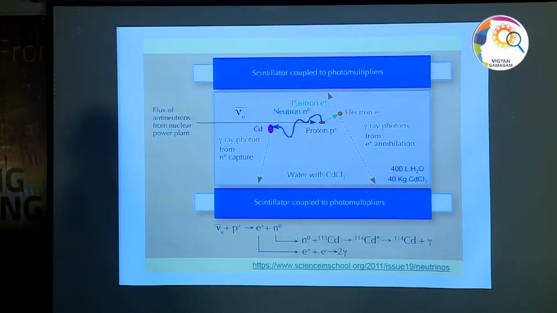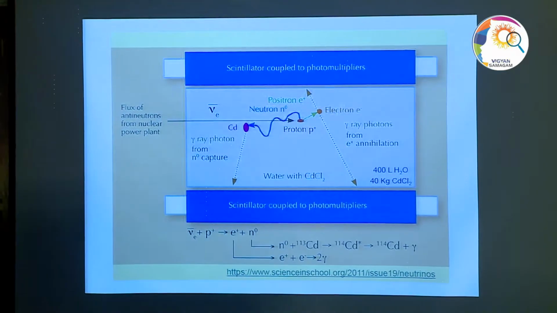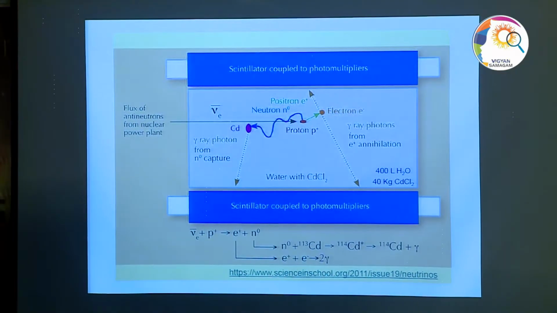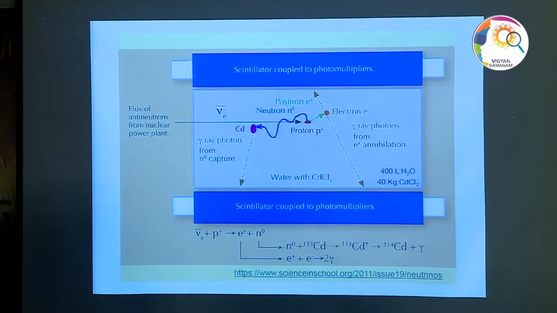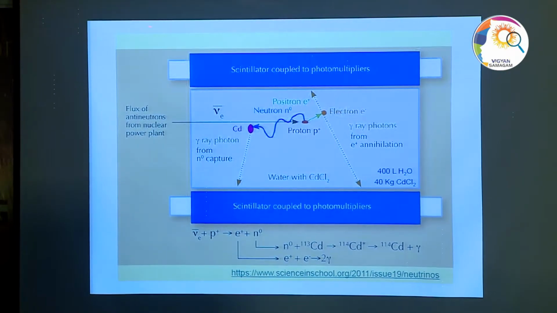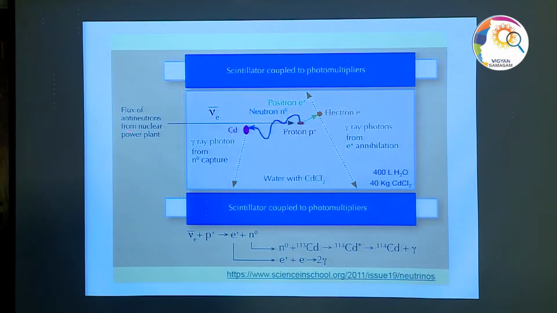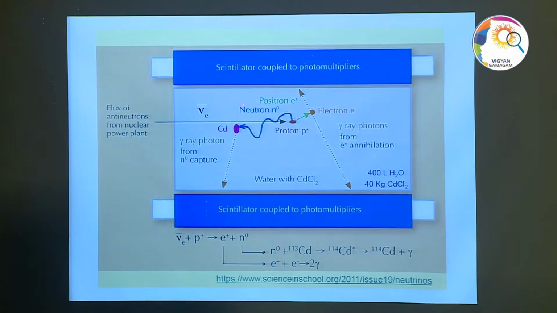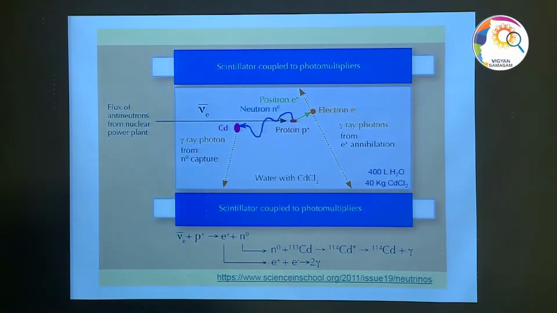Now, when I talk about experiment without going into the details, I just want to tell you that people talk of detectors. What is a detector? When you see something, your eye is a detector, right? And then you look at it. So here also, the experiment was very simple. You looked at antineutrinos. The concept of the experiment was simple. Antineutrinos from the reactor are captured by the proton, and then you make a positive electron.